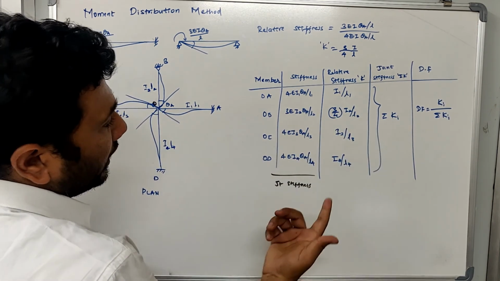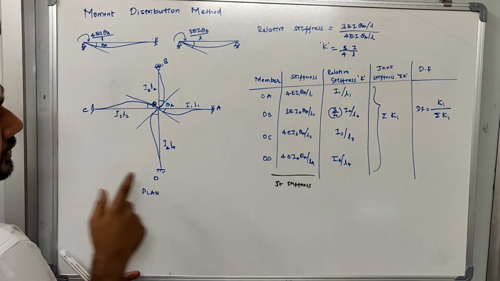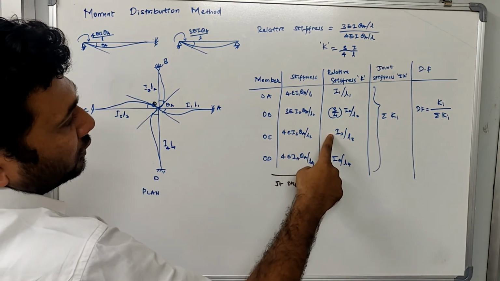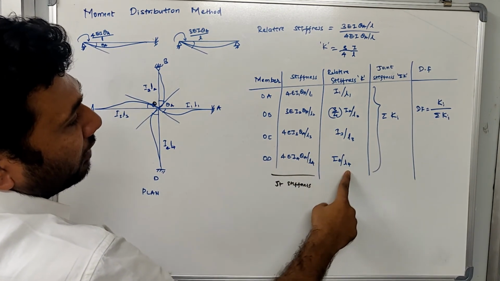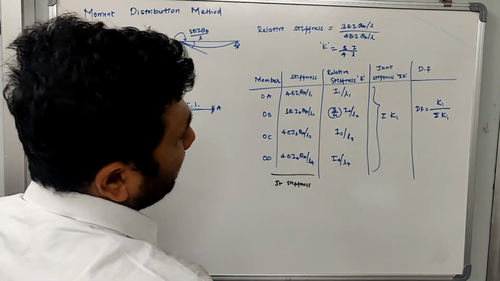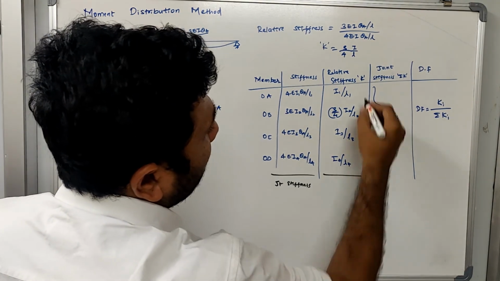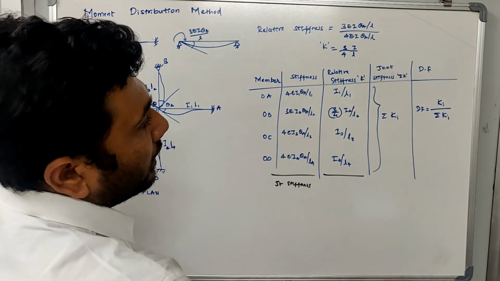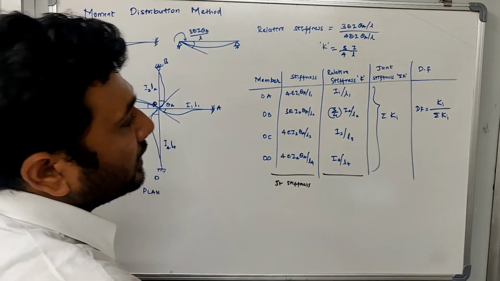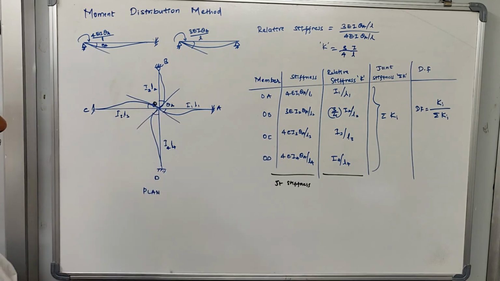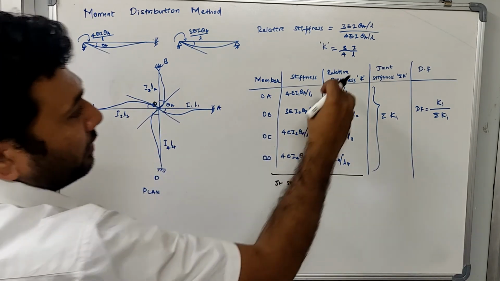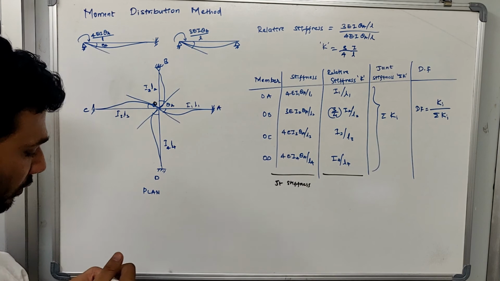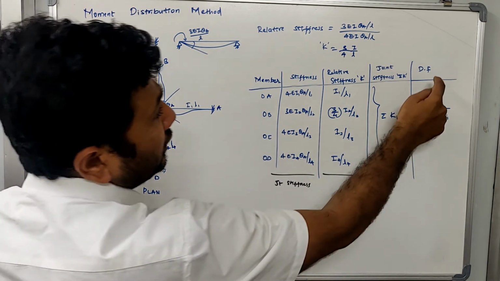For OC and OD, far ends are fixed, so that's why the relative stiffness will be I3 by L3 and I4 by L4. Okay. Now if you take the summation of this, again this will give you the joint stiffness itself. Okay. So now we have calculated what is the stiffness of a joint. The stiffness of a joint is the summation of all of this. Now the next thing we need to do is to calculate the distribution factor.